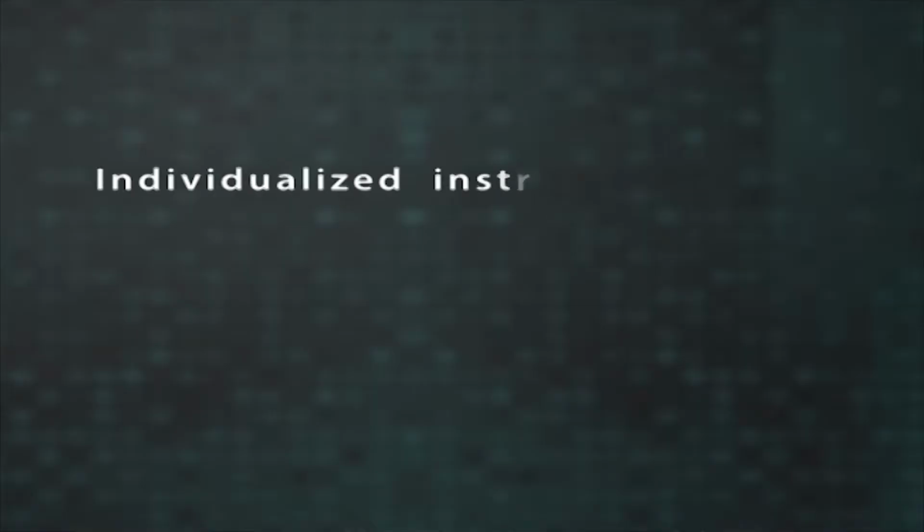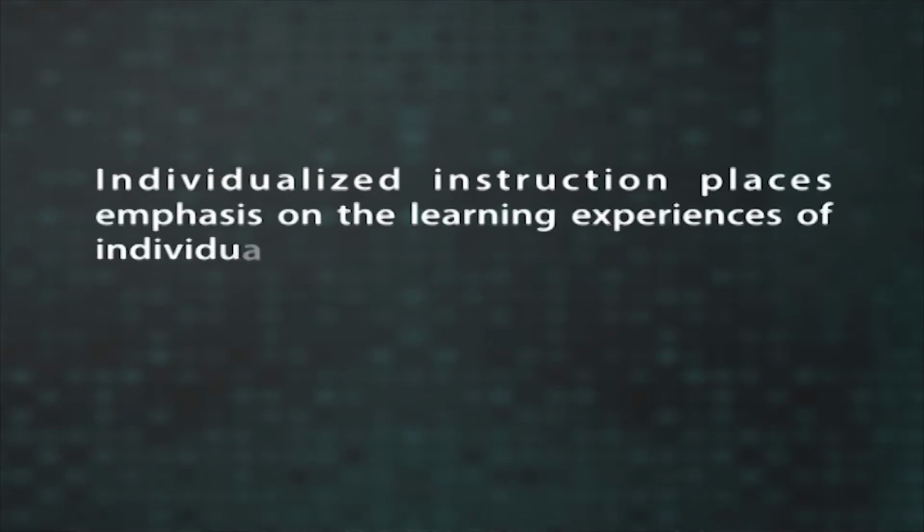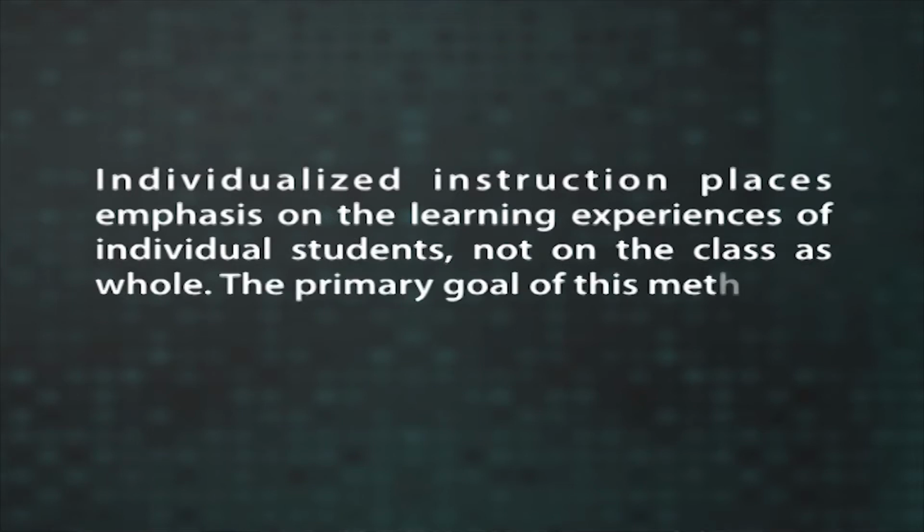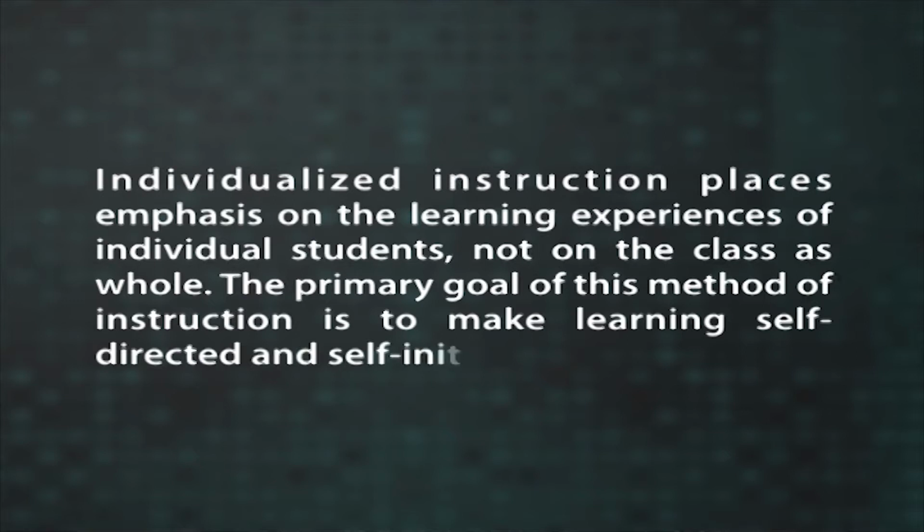In order to rectify this problem, a new method of instruction was introduced. This new method is called individualized instruction, which takes into account the learning abilities and interest of individual learners. As the name suggests, individualized instruction places emphasis on the learning experiences of individual students, not on class as a whole. The primary goal of this method of instruction is to make learning self-directed and self-initiated. We have seen that educational technology plays an important role in individualizing instruction. In the past few decades, several new techniques have been introduced with the aim of making individualized instruction more effective. In this unit, we will learn more about one of those techniques used in individualized instruction, namely program learning.